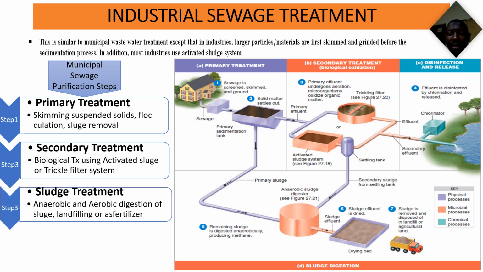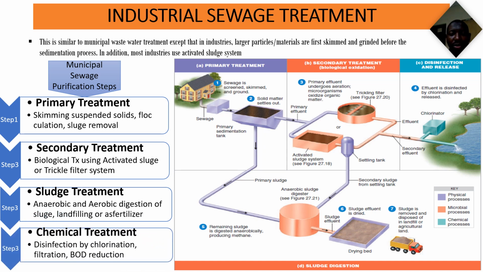The next one is the sludge treatment, which we said is just like the previous sewage treatment, domestic sewage treatment. We already explained. It involves both anaerobic and aerobic digestion of the sludge, and finally the leftover will be used for a landfill or as fertilizer.